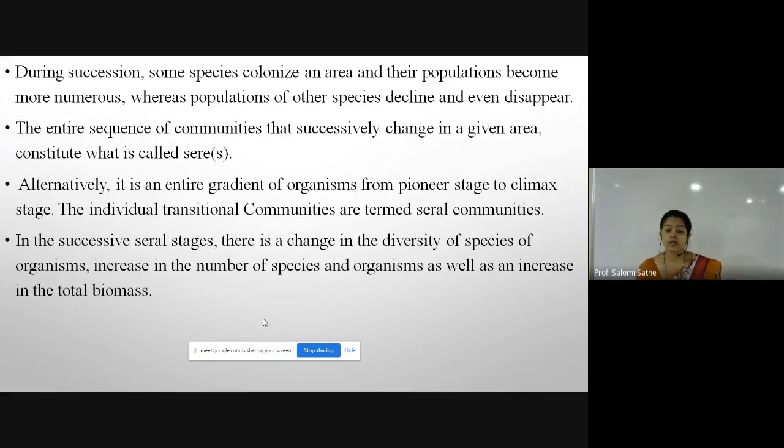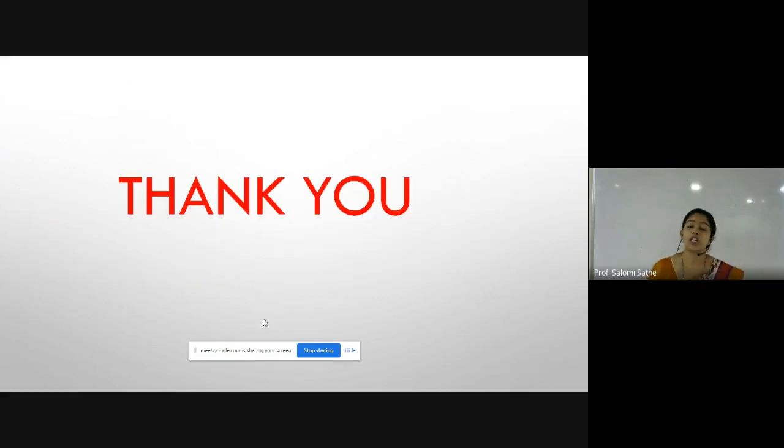In the successive seral stages, there is a change in the diversity of species of organisms, an increase in the number of species and organisms, as well as an increase in total biomass. This is the most important in these successive seral stages. Okay, here diversity changes, with an increase in the number of species and organisms as well as in the total biomass. This is very important in the case of ecological succession or the seral community. Okay, this is all about our today's lecture.